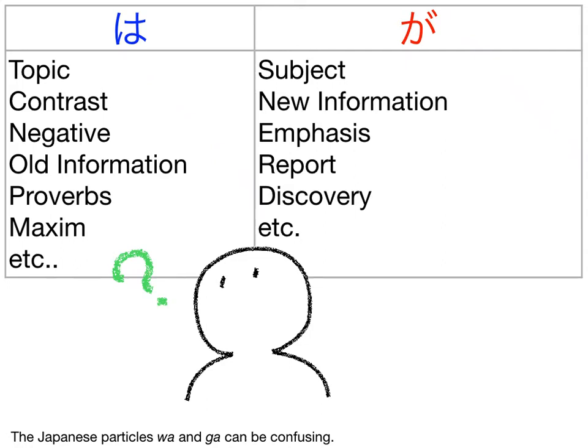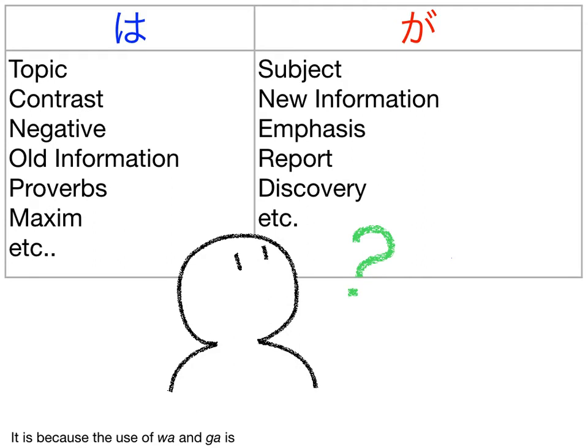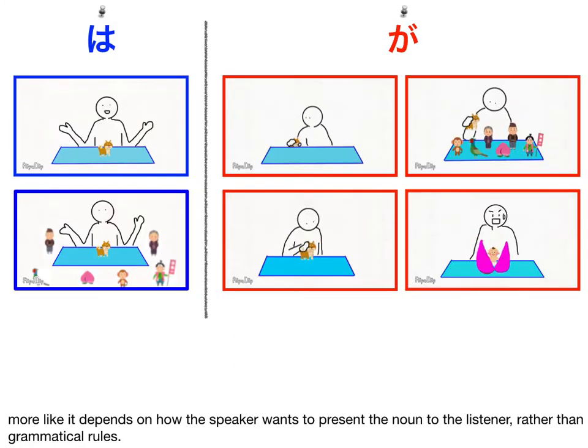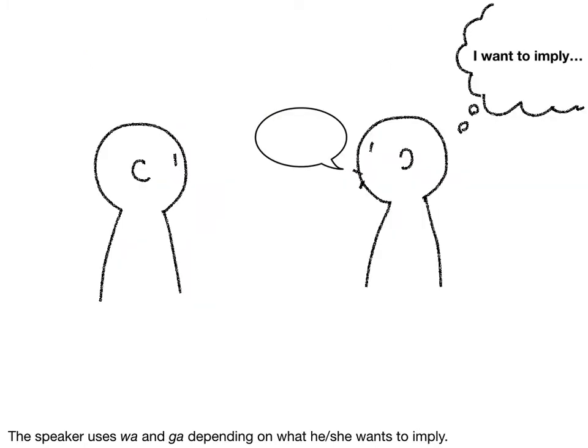The Japanese particles wa and ga can be confusing. It is because the use of wa and ga more likely depends on how the speaker wants to present the noun to the listener rather than grammatical rules. The speaker uses wa and ga depending on what she wants to imply.